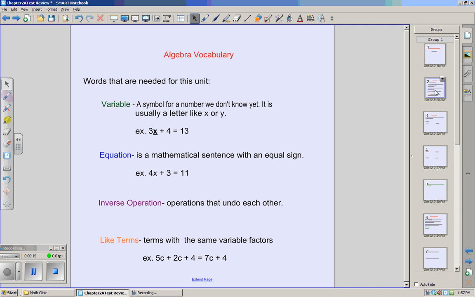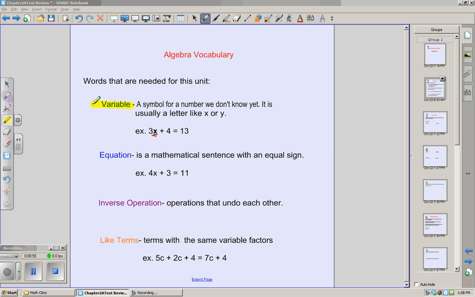Before we begin the review, let's go through some vocabulary that will help you be successful on the test. The first term that you need to know is variable. Variable is the symbol for the number that we do not know yet. You'll see in this example equation, this symbol is x. The variable is almost always represented by a letter, and throughout algebra, we usually see x or y as the variable in our problem.